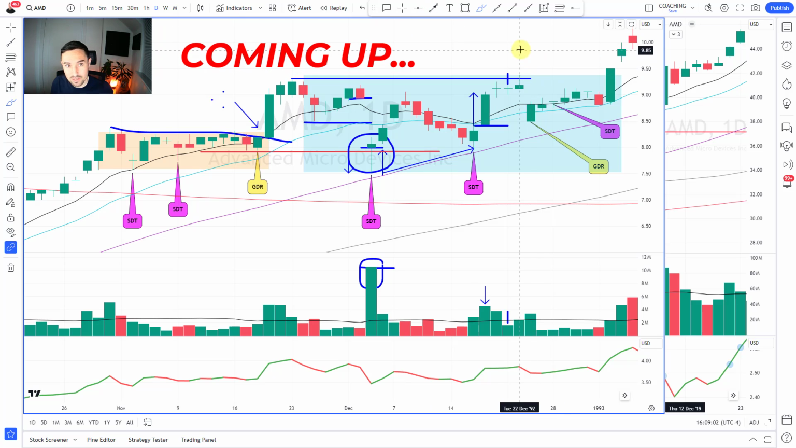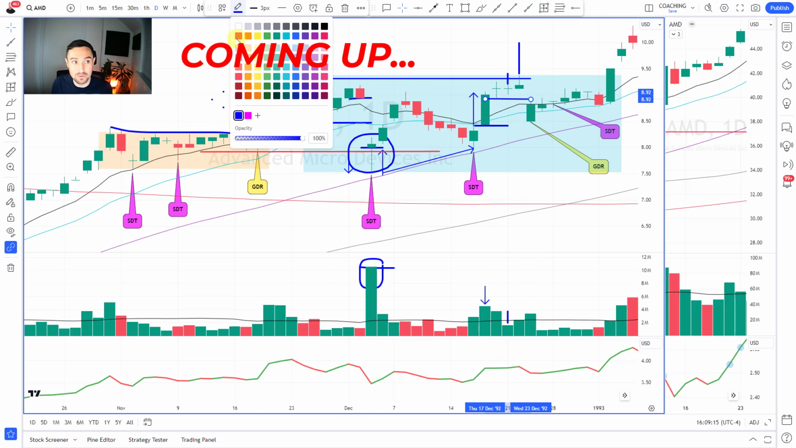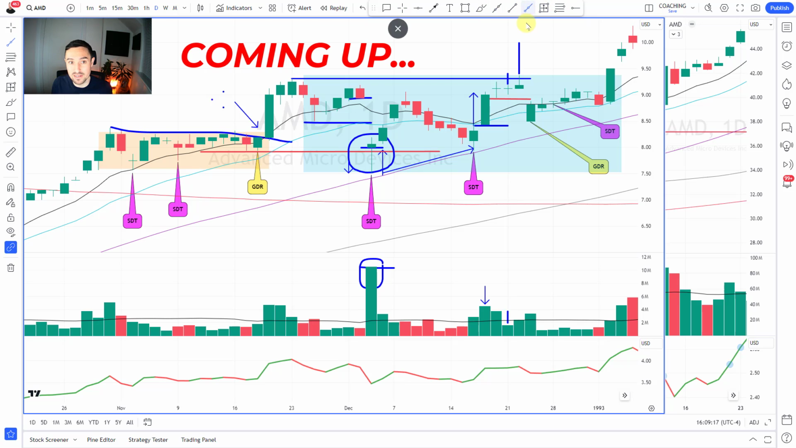But imagine you buy here. You buy that. Now tell me where you might place your stop loss. Where would you place your stop loss if you were buying that breakout? Maybe underneath this little low here, or maybe you're going underneath that low there.